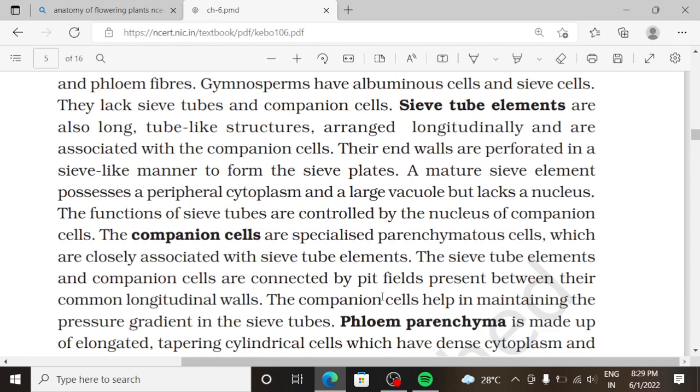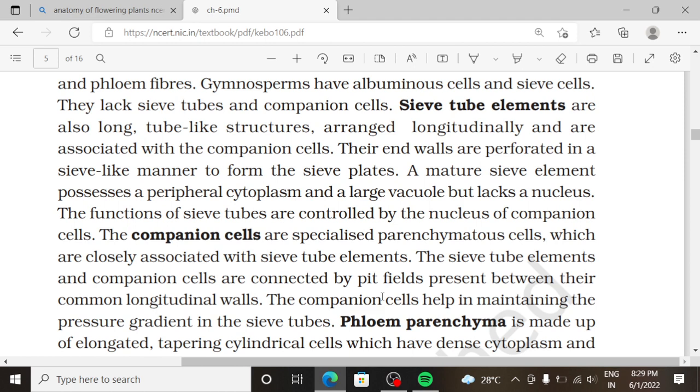Sieve tube elements are also long, tube-like structures arranged longitudinally and are associated with the companion cells. Their end walls are perforated in a sieve-like manner to form the sieve plates. A mature sieve element possesses a peripheral cytoplasm and a large vacuole but lacks a nucleus. The functions of sieve tubes are controlled by the nucleus of companion cells.